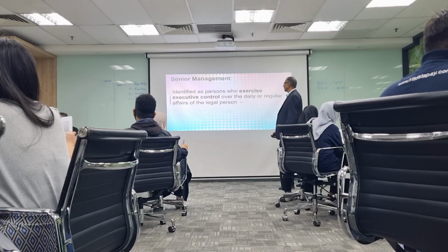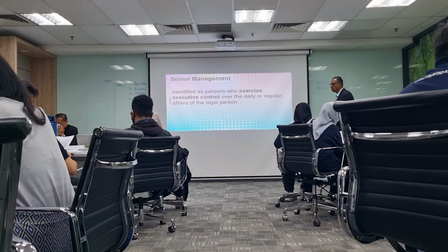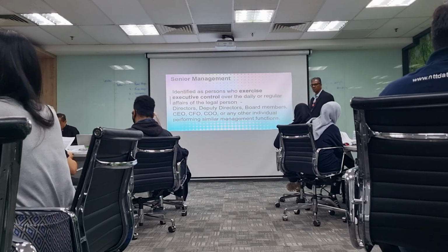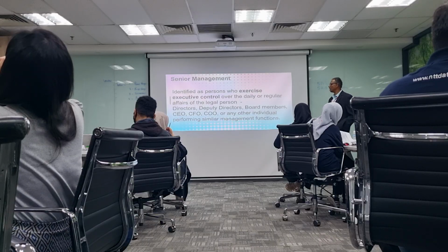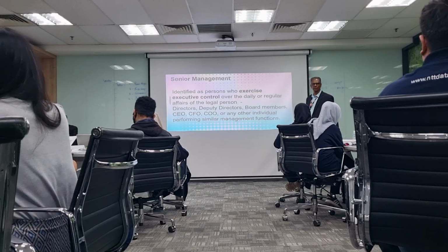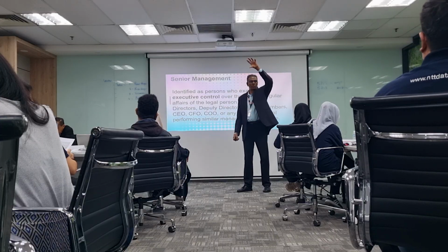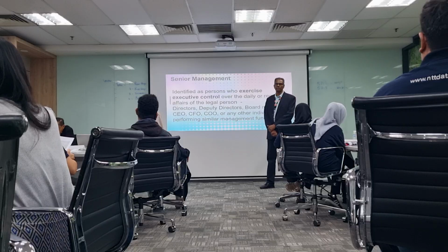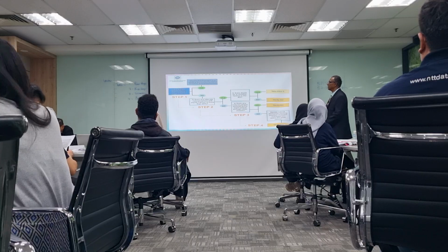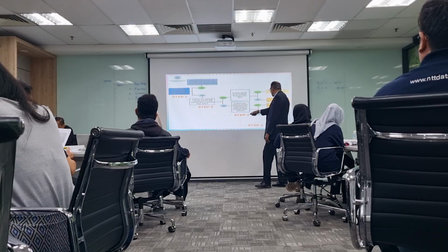Okay, senior management: identify a person who exercises executive control over the daily or regular affairs of the legal person. Who are these senior management people? Directors, deputy directors, board members, CEO, CFO, or any other individual performing similar management functions. You think the top guy can do that. And that's exactly what I did in AIA, because the top is the CEO, group CEO. Okay, over here, this is how we actually identify: step 1, then step 2, then step 3.